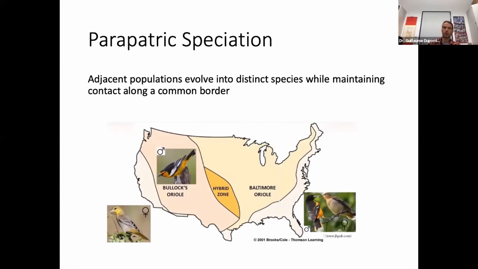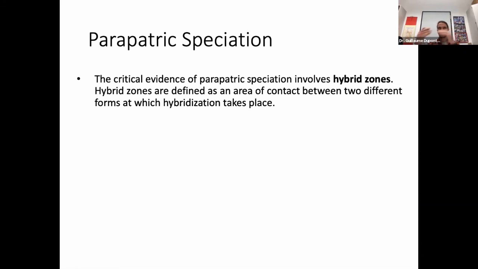So here's an example for parapatric speciation. We have two of these birds, these orioles. They occur in North America, the Baltimore oriole in the east and Bullock's oriole in the west. And in the central part, they still form a hybrid zone. That's where the ranges meet. These hybrid zones are typical evidence for parapatric speciation because it shows that speciation is not completed and that there is contact.